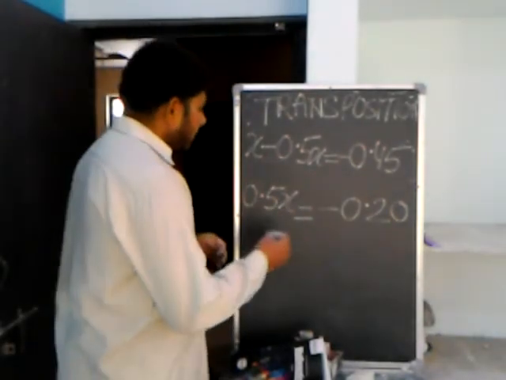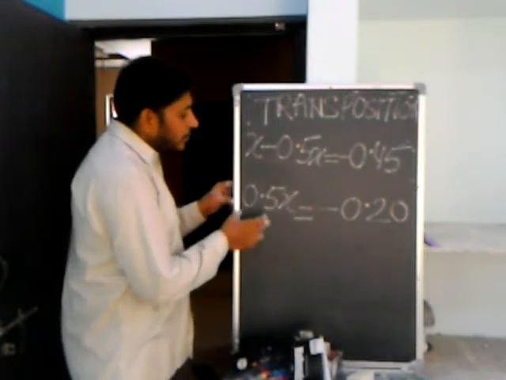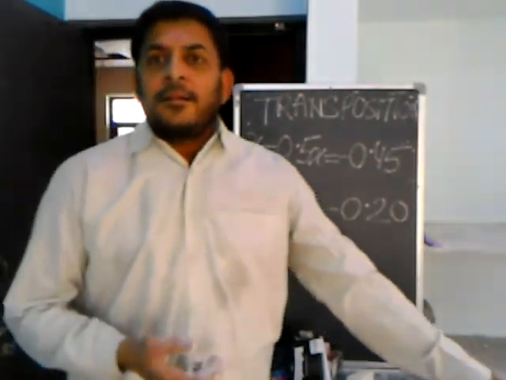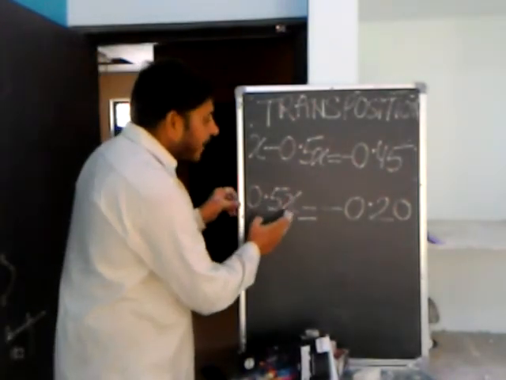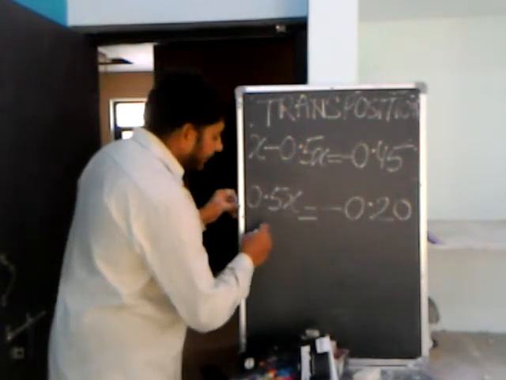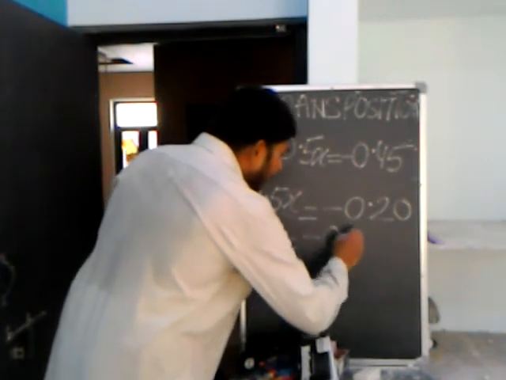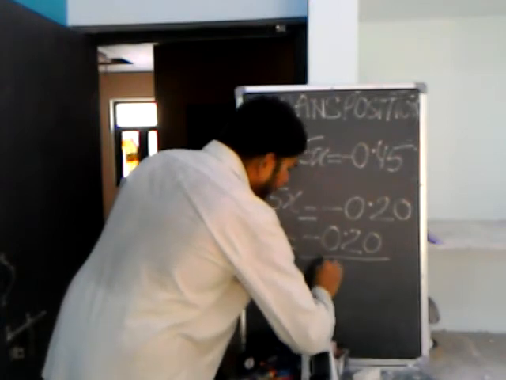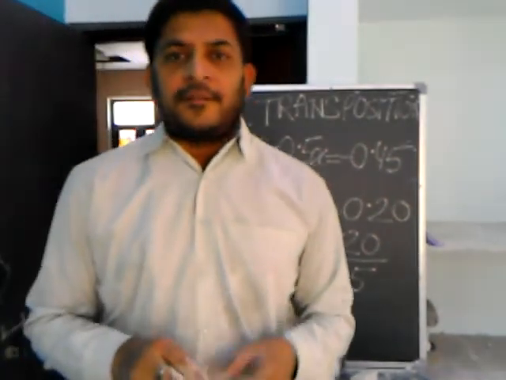Why? Because 0.5 is being multiplied here with x, so it will be dividing when I take it to the right side. And why am I taking it to the right side? Because I must have only the variable part, this x, on one side. x upon minus 0.20 upon 0.5. Now I will explain a simple method for division.